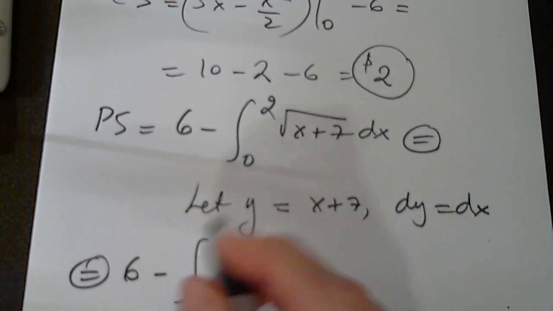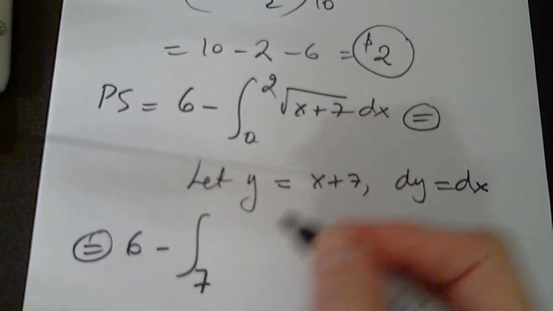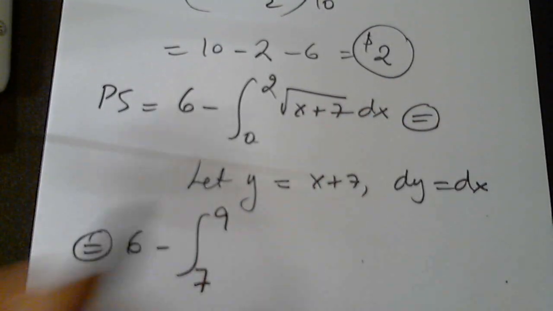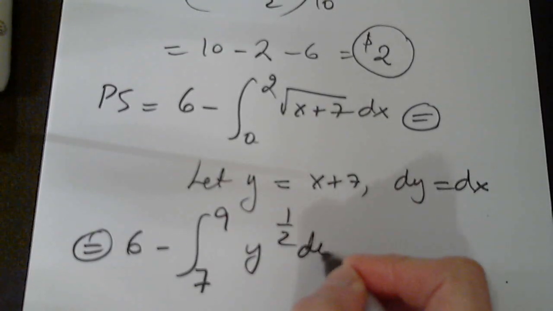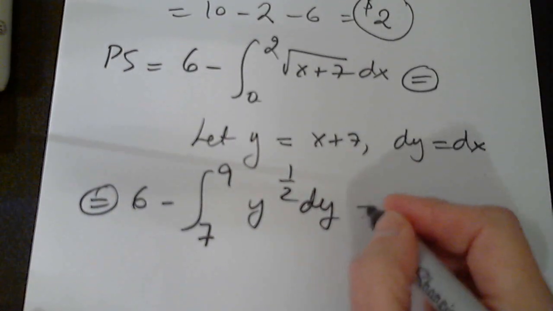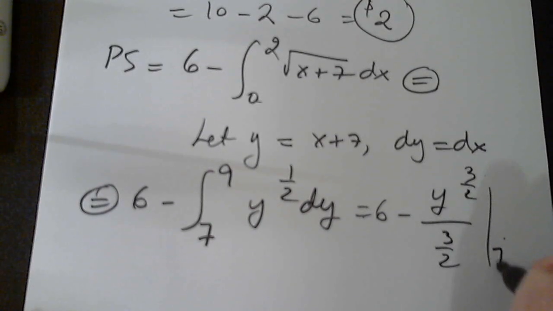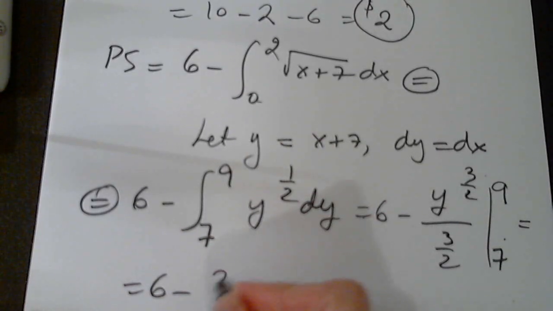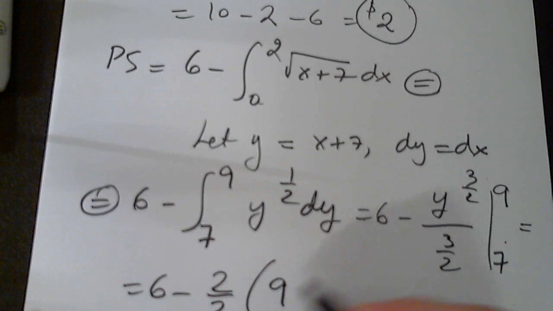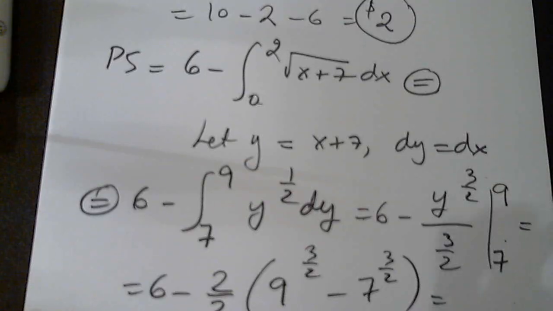So 6 minus, do not copy the limits of integration ever. When x is 0, y is 7. When x is 2, y is 9. And this is y to 1/2 dy. Good. 6 minus, y to 3/2 over 3/2 from 7 to 9. And that equals 6 minus, flip, 2/3, 9 to 3/2 minus 7 to 3/2.